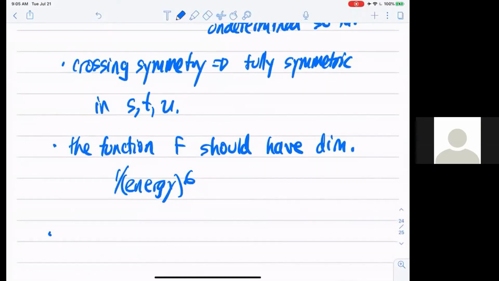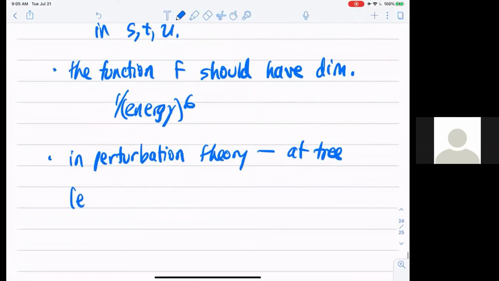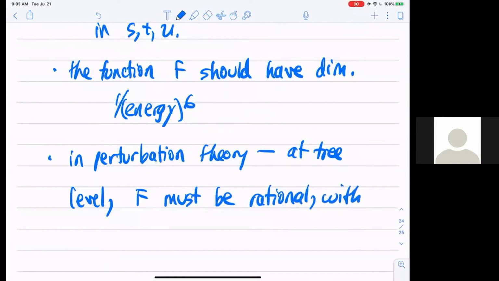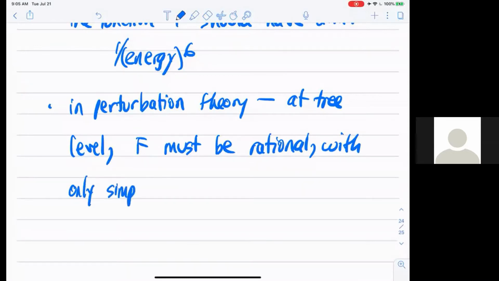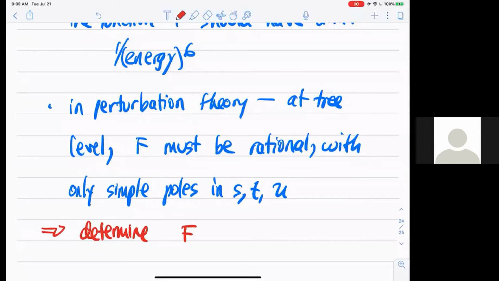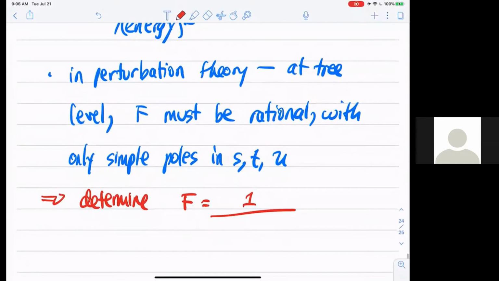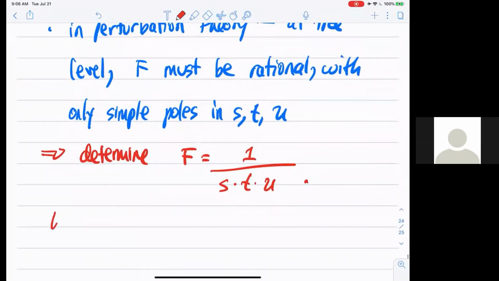And now the last thing is, and here again, I need to resort to perturbation theory. At tree level, F must be rational with only simple poles in S, T, and U. So all these requirements together determine F equals some constant. Well, you can fix the constant by actually looking at factorization. So we've completely determined the 4-point amplitude with almost no work.